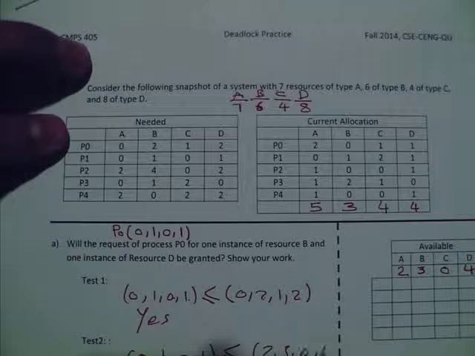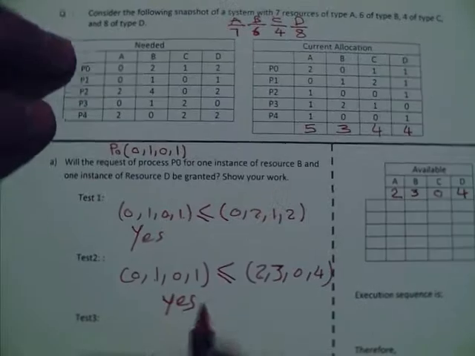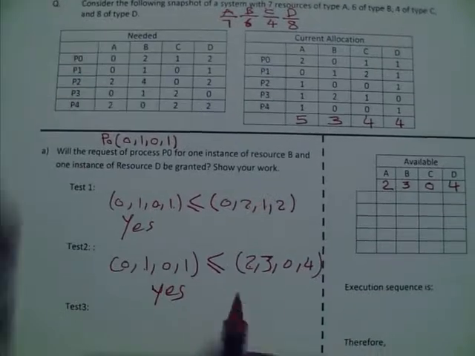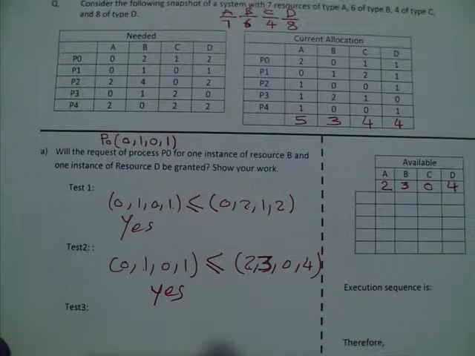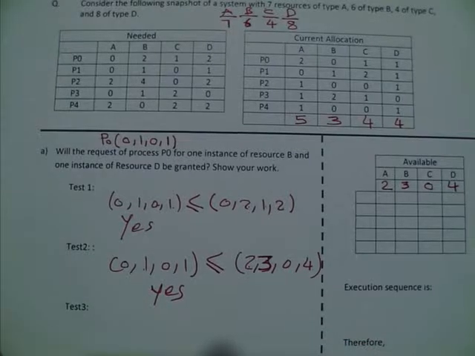Now I can check. So yes, it is, because 0 less than this, 1 less than 3, and so on. So we can check it now to find out that it is really less than available. So the second test passed. Now I need to do the third test.